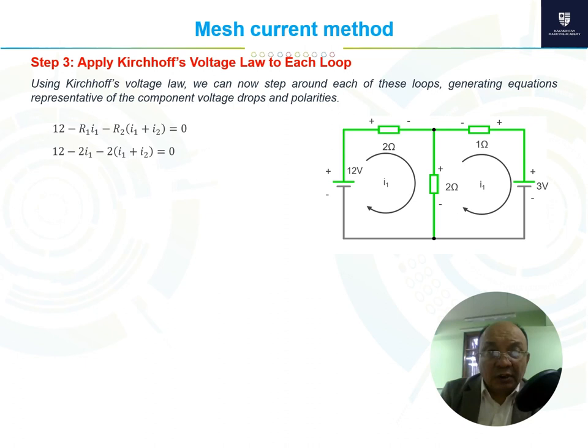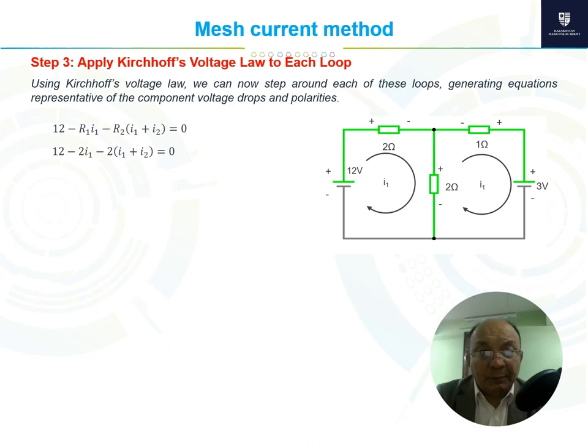So we say 12 volts minus the resistance 1, which is R1 I1, and resistance 2, which is I1 plus I2, because in this position, as I said before, we have an intersection of two currents. To make it simple, let's take 12 minus 2 I1, since we have 2 ohms times I1, and 2 ohms times (I1 plus I2).